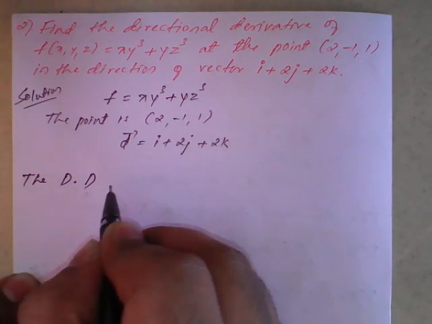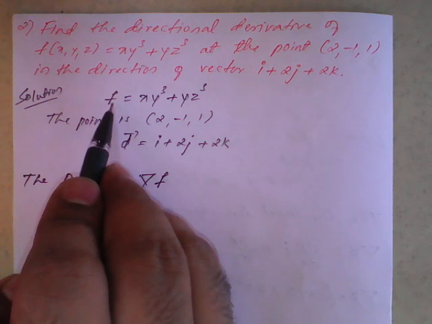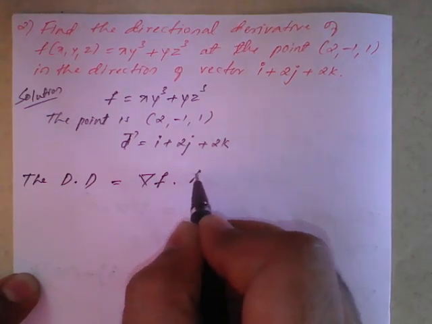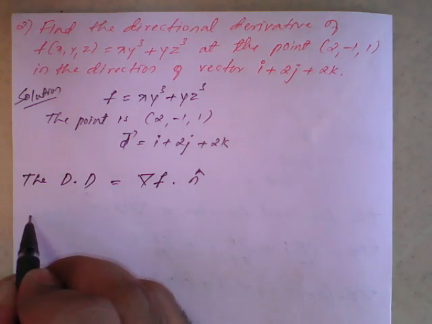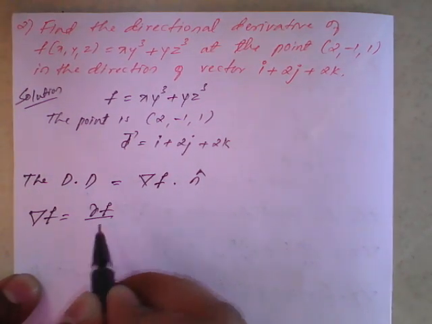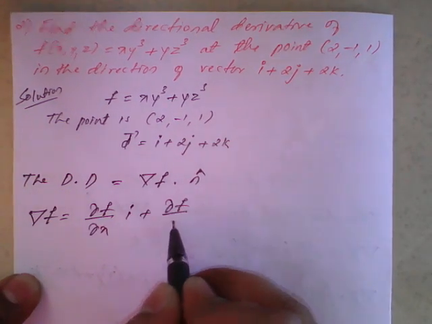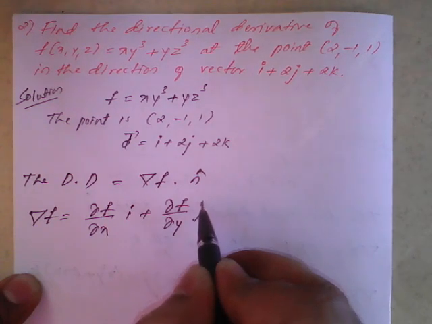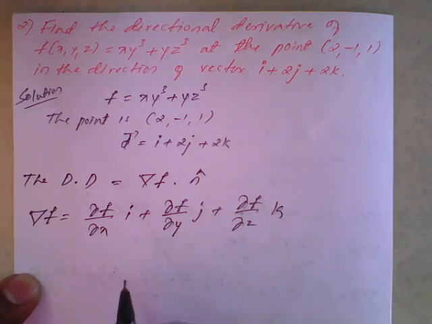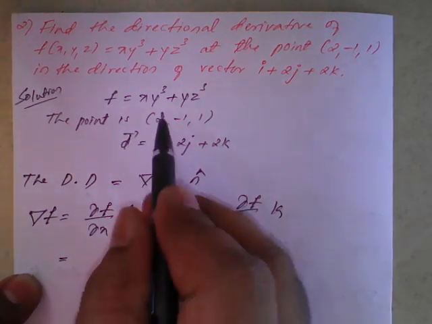So the directional derivative, I will write in short the DD, is given by del f dot n cap, not phi, because here they have already given f in the question. So we will first find del f, that is ∂f/∂x of i plus ∂f/∂y of j plus ∂f/∂z of k. That is, we need to simplify the partial derivative of f.